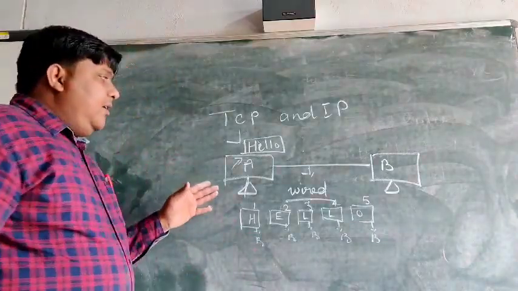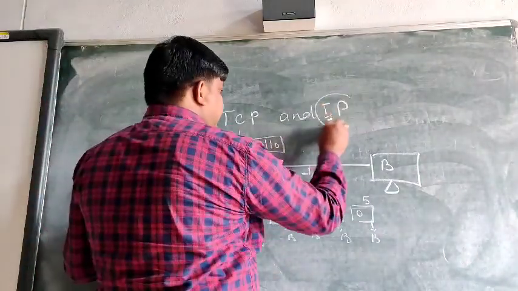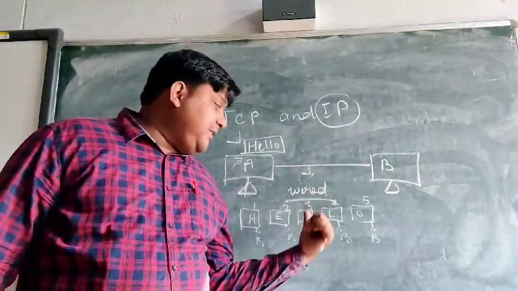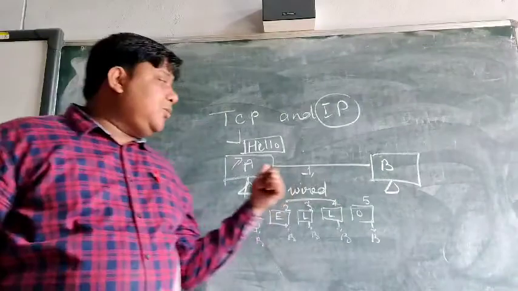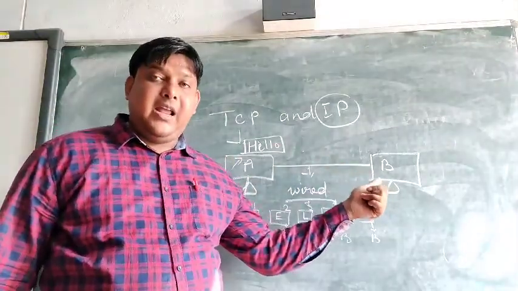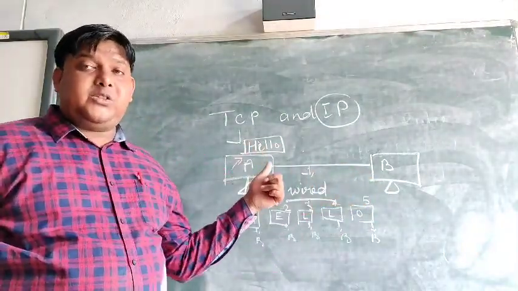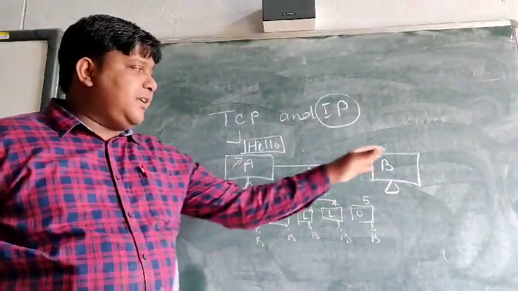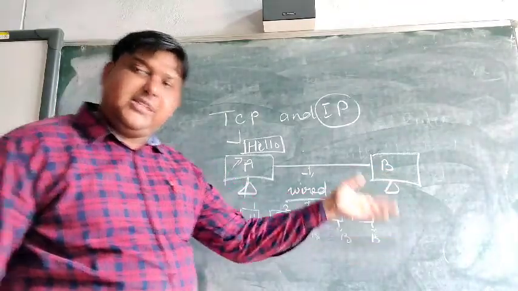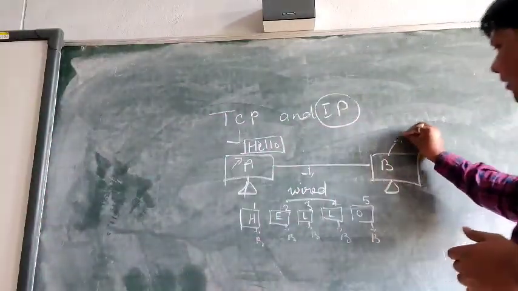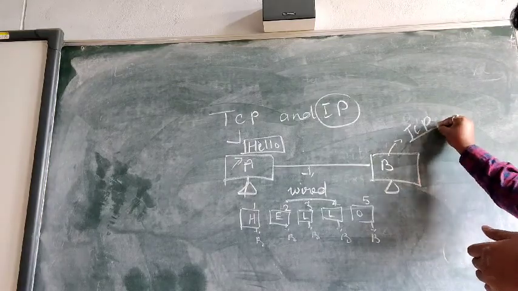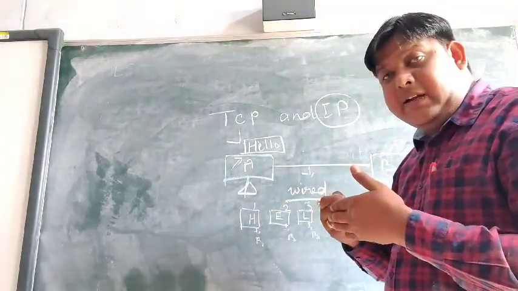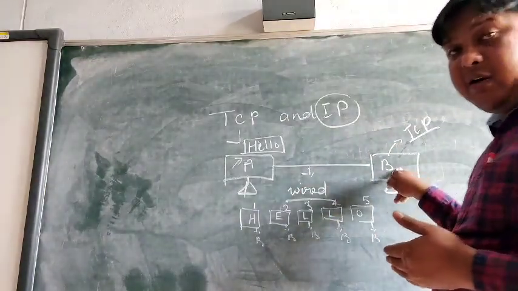Now the work of IP will start. What is the work of IP? IP is responsible for transmitting these data packets into the wire or the channel, and it also ensures the shortest and fastest route by which the data has to reach the destination. At the destination address, the work of TCP starts again: whatever data has reached there, it will reassemble and show the data on B.